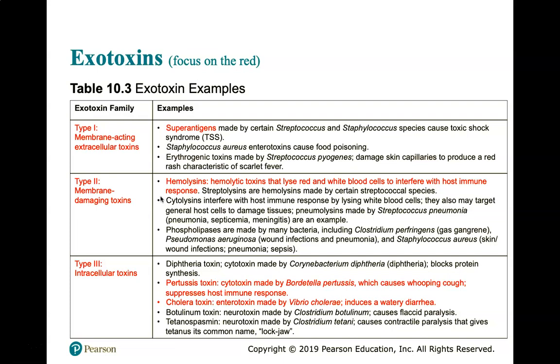Now, I know right now a lot of this doesn't mean much, but when we get to diseases of the respiratory system, we're going to talk about pertussis at length and the PTX toxin. But for now, it's just important to know that it's cytotoxic, and basically it suppresses host immune response. Cholera toxin, you've probably heard of cholera before. The organism is Vibrio cholera, which causes diarrhea. It's an enterotoxin, which means it affects the GI tract.